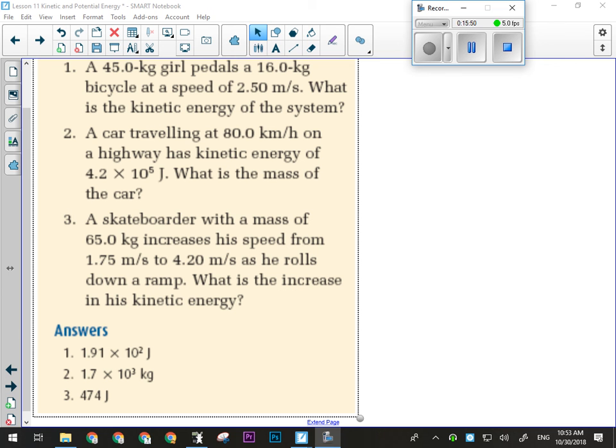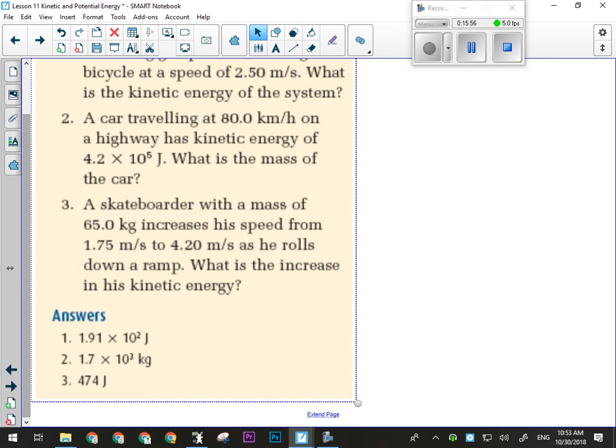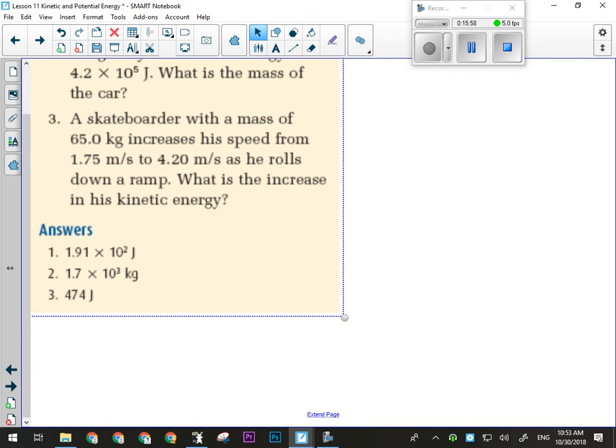How many people have done number two? How many have done three? Let's go over number three. The way they've written number three, I would write it differently. I would ask, what's the height of the ramp? That way it becomes not just a change in kinetic energy question, but a conservation of energy question, which is what we're leading into later. But for right now, we'll solve it the way they have it.